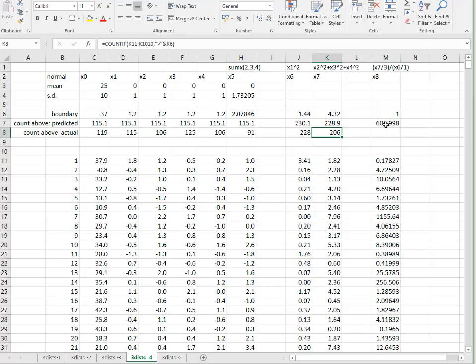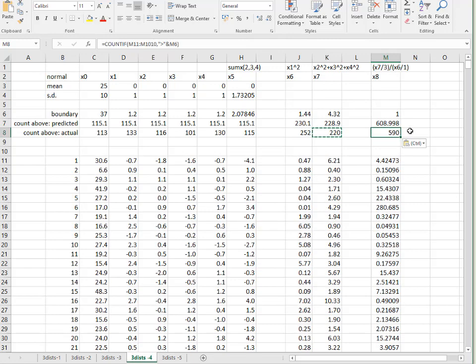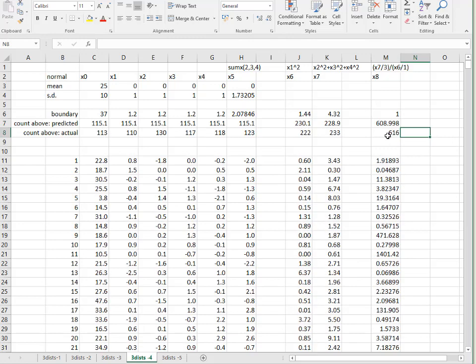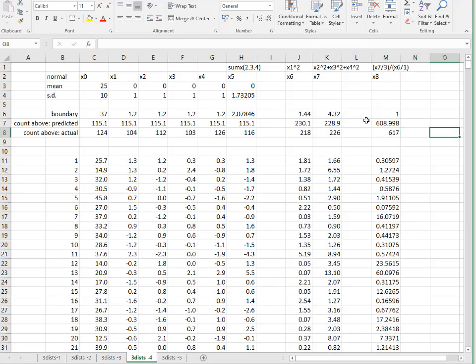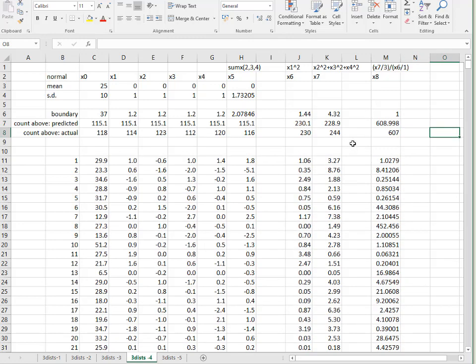So I'm predicting there's going to be 608 of these above 1, and there's 590, so it's in the right ballpark. It's not a bad prediction. And that gives you the F distribution. You might notice that you tend to get more above the threshold than you did previously. That's because every time you divide by a small number, you tend to get very large numbers. If we put this on a graph, I think I've done that.